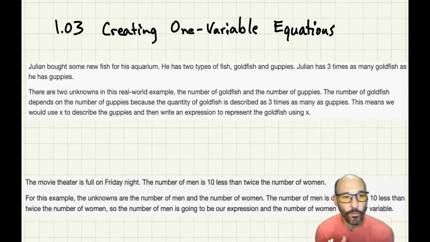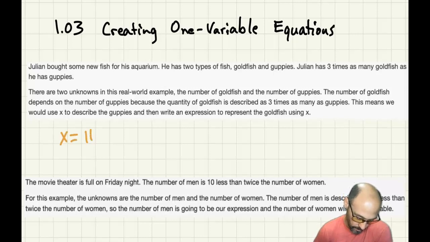All right, so this is about goldfish and guppies. There are 2 unknowns in this real-world example, the number of goldfish and the number of guppies. The number of goldfish depends on the number of guppies because the quantity of goldfish is described as 3 times as many goldfish as guppies. So in this case, we're going to use x to describe the guppies. So it's important for us to then write x equals the number of guppies.